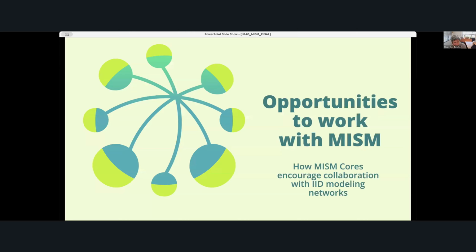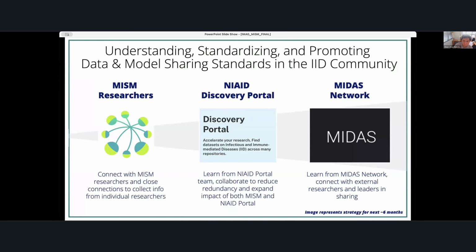The second part of the MISM goal is how to work with other research groups and research networks. I want to talk about opportunities we've been thinking of to work with MISM, or how MISM can work with other people as well. The model and data sharing core is heavily focused on learning how we share and disseminate these models, and how we work with others to develop the standards necessary to share.